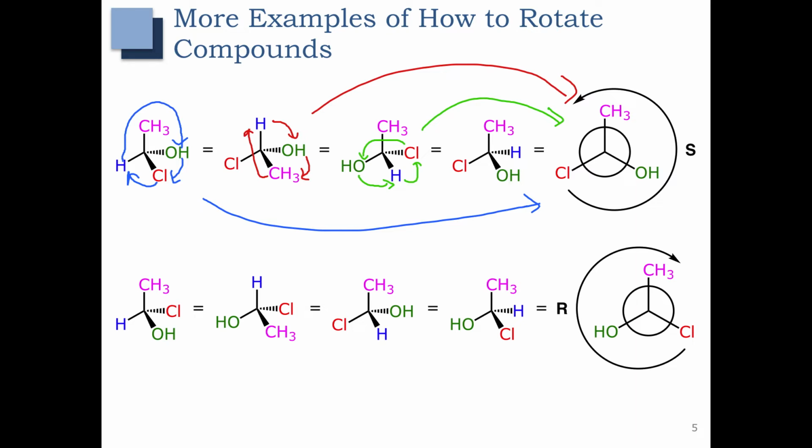Just a quick recap on how we do the priorities. Remember that our highest priority group is going to be highest atomic number. So our chlorine is going to be priority 1, oxygen is priority 2, carbon is priority 3. And so that's how we get the arrow going 1 to 2 to 3, and we're getting S.